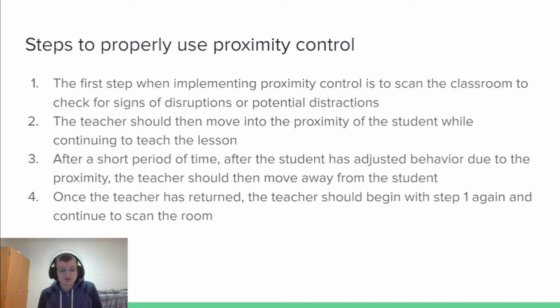They might need to return to that student they were just in close proximity to. They might not. So always be scanning, and once you see that sign, move towards them while not changing the lesson at all. And after a short period of time, once the student has adjusted their behavior due to proximity, slowly move away and monitor that student and the class in general to see any more potential changes.